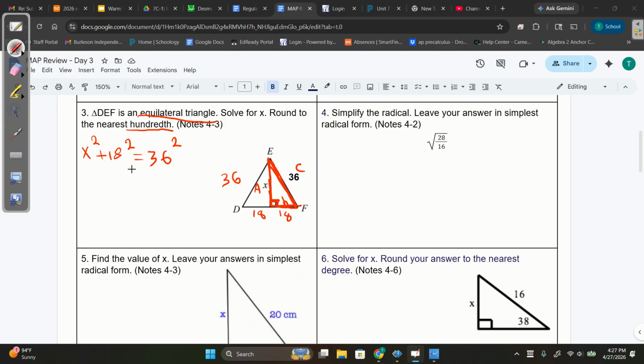Now in this case, I've got a plus 18 squared over here, so I've got to move that over before I do anything with the x squared. So I'm going to subtract 18 squared from each side. Now, to get rid of the square, I take the square root. Plugging this into the calculator, I get 31.18.